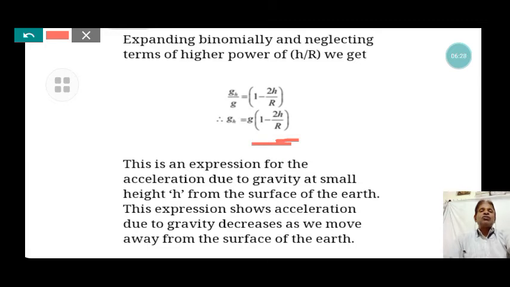This is an expression for the acceleration due to gravity at a small height h from the surface of the earth. This expression shows the acceleration due to gravity decreases as we move away from the surface of the earth. That is the basic expression here.